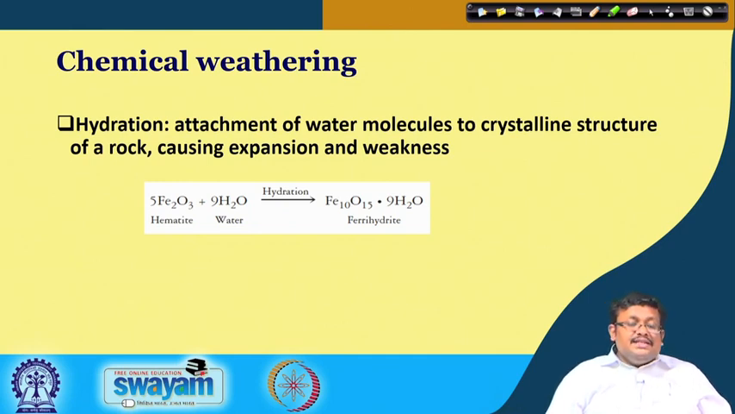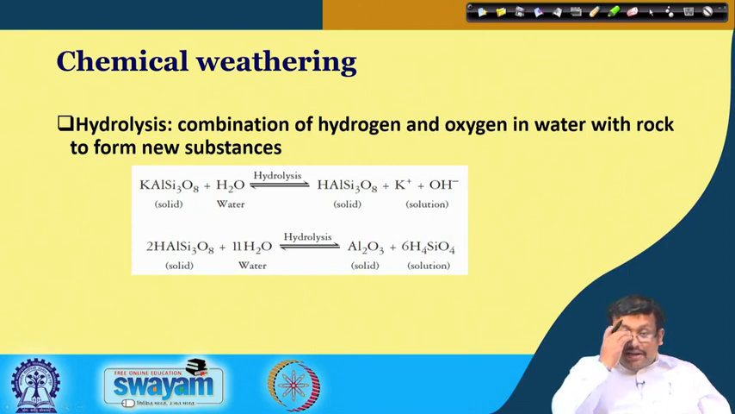So, this is an example of chemical weathering. When this type of chemical alteration occurs, there will obviously be a change in physical stability, and when there is a change in physical stability or susceptibility to weathering, there will be further breakdown of minerals. So, this is hydration. What is the next one?